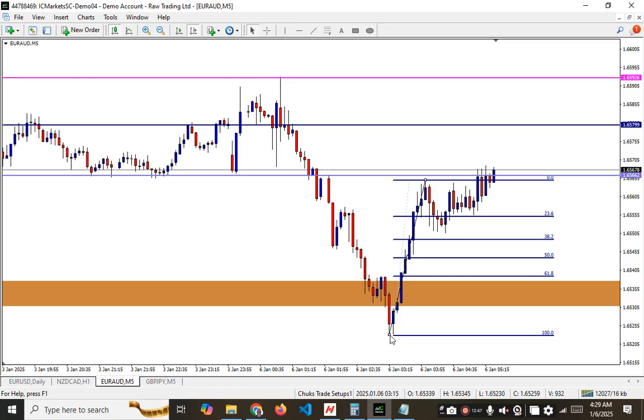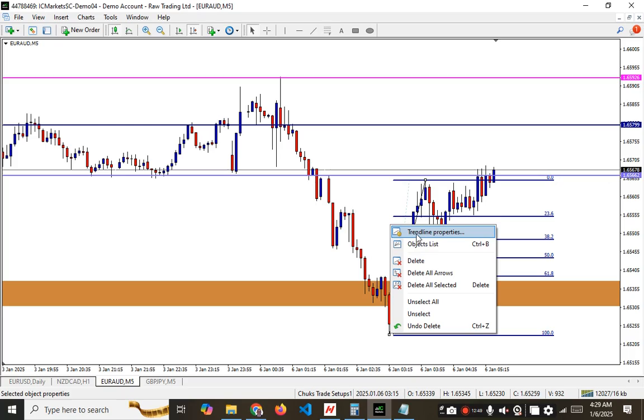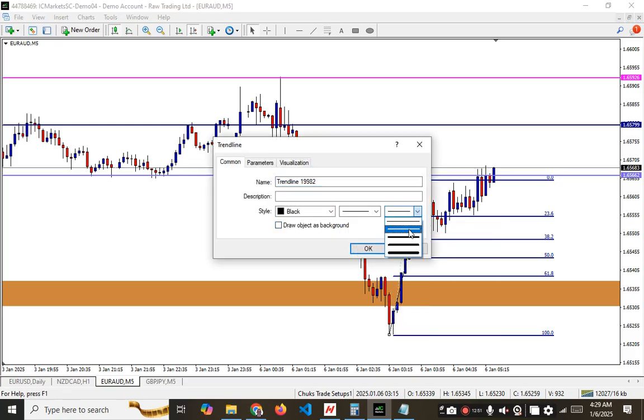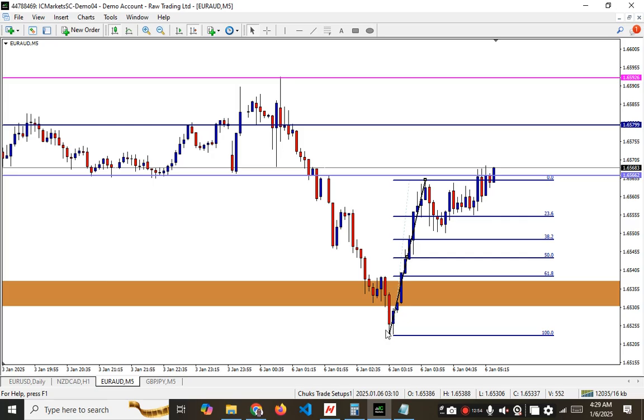Let me make this bold because I want to trace price action. So this is a higher high. This is a higher low. And this is another higher high. This is another higher high. So this is what the market is doing.